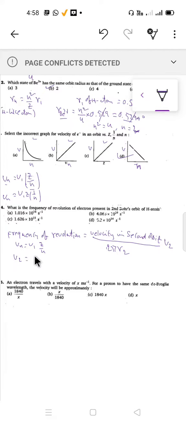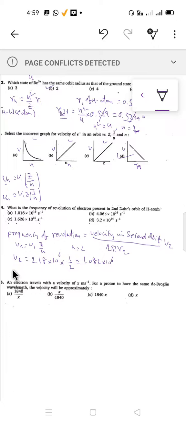V1 is a fixed value. That value is 2.18 into 10 to the power of 6. For hydrogen atom, Z is equal to 1. For the second shell, n is equal to 2. Here n is equal to 2. Then the value of this one is 1.082 into 10 to the power of 6.